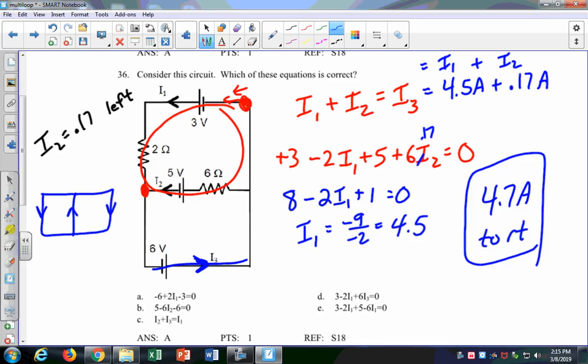You can't say up or down, because here I3 is up, here I3 is down. You only get half credit if you give that. So that's where you just go to the side. I would say for the top one, it would be to the left. I1 right here is to the left, I2 to the left, I3 to the right.